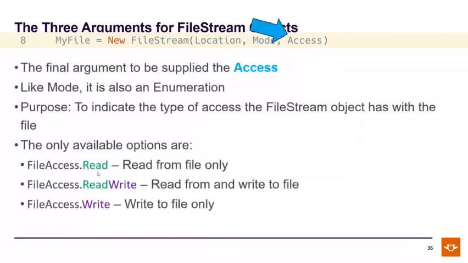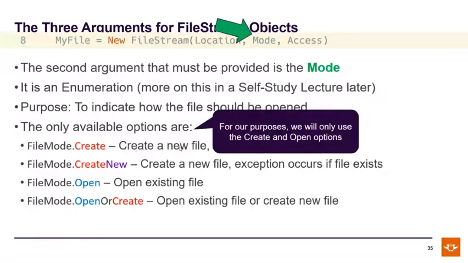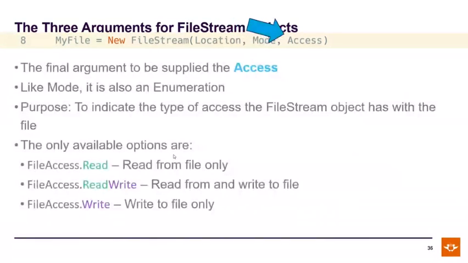The access is how you want to use that file. Are you going to read from it? Are you going to read and write from it? Or are you just going to write to it? So the file mode is create a file, otherwise create a new file, except if the file already exists. Otherwise, open an existing file, or if the file does not exist, open and create a file. So the file mode itself is about whether you're creating or opening a file. The file access is whether you're reading and writing from a file.